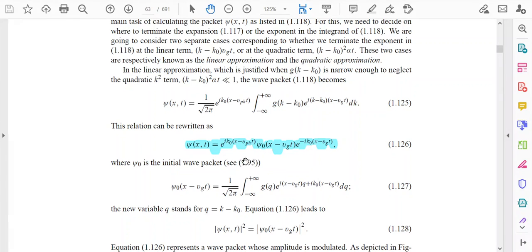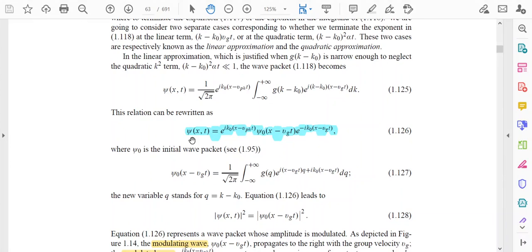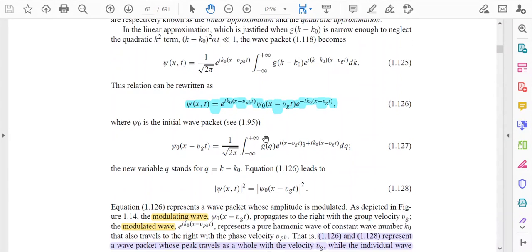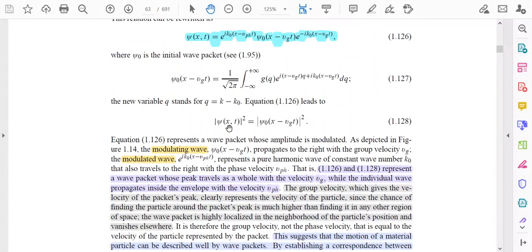Now you see equation 1.126 again. On the left hand side there is psi xt, and on the right hand side psi 0 x minus vgt has been multiplied with some exponential term which is a complex number. So if you take the mod values, we can say that mod of psi xt whole square is equal to mod of psi 0 x minus vgt whole square. So what is the meaning of equation 1.128?